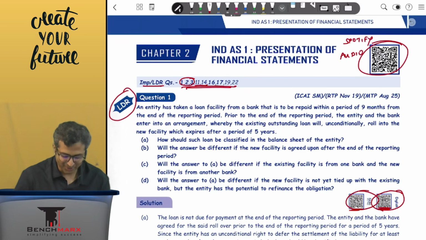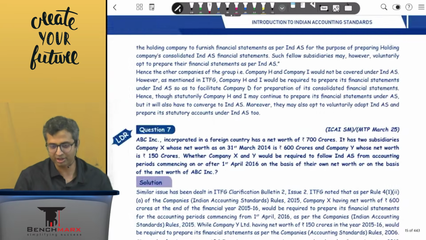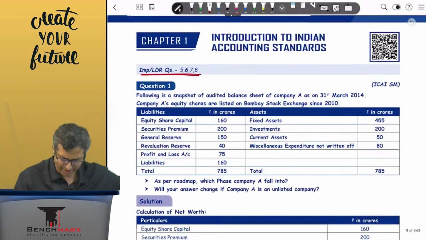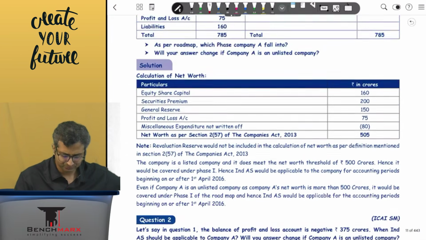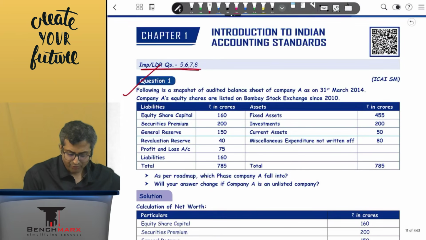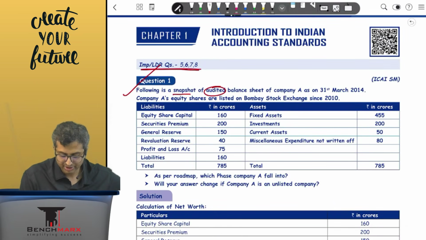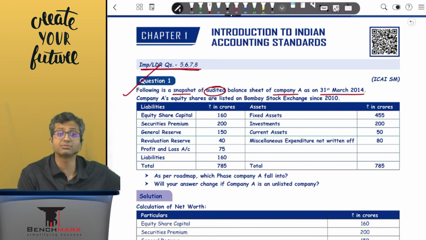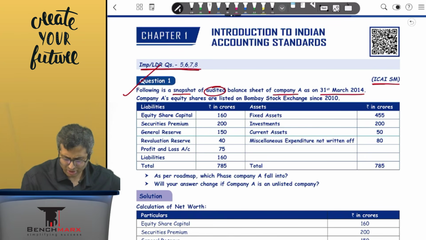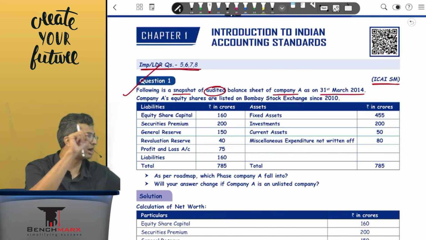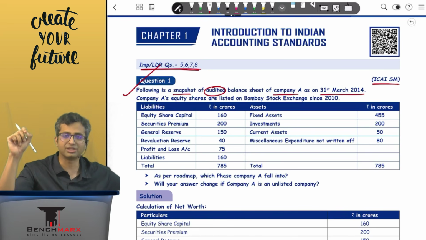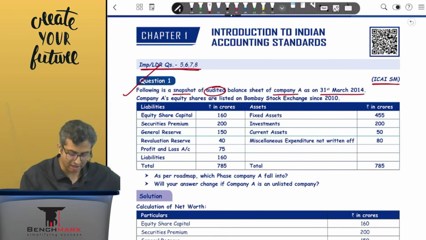Okay, so over here this is what you can probably use. And now we'll go to the questions. Go to question number 1 on page number 1. Okay, following is the snapshot of the audited balance sheet of company A on 31st March 2014. Acha, this is, acha, we have given references over here. ICISM would mean it's a study material question. In certain questions you will have RTPs, MTPs, PYQs, so you will know कि question कहाँ का आया हुआ है.